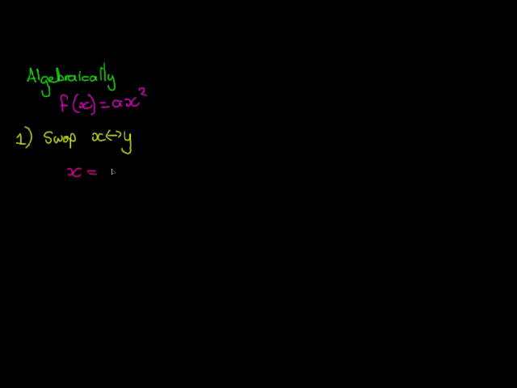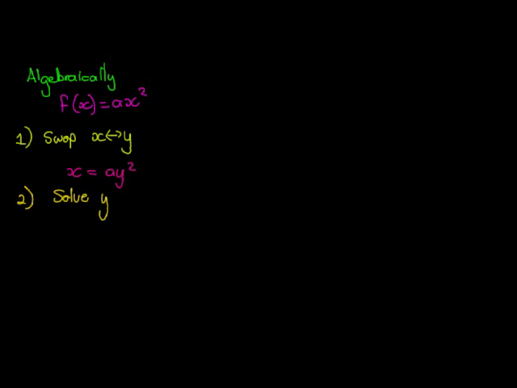Let's now have a look at the inverse of the parabola, first algebraically. You might recall that the format for the parabola is f(x) is equal to ax squared plus bx plus c. We're only going to have a look at the one where we have ax squared. So if you recall how the steps work, the first step is swap x and y. Just remember that f(x) represents y, so that's going to be x is equal to a y squared. The second step is solve for y.